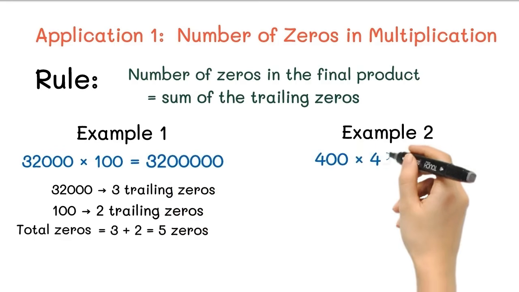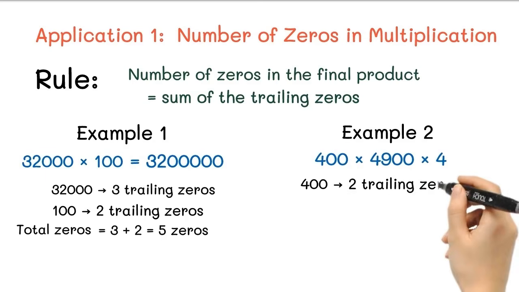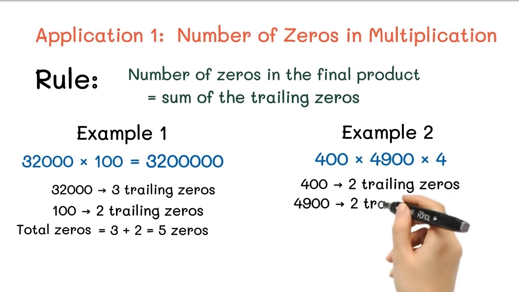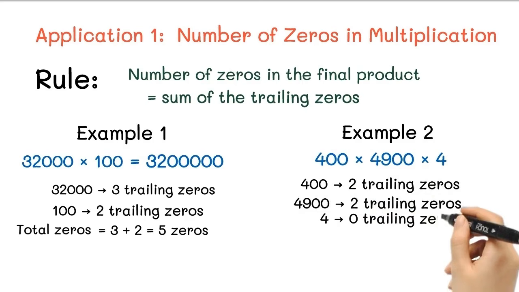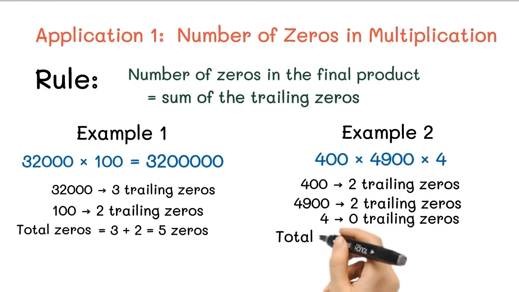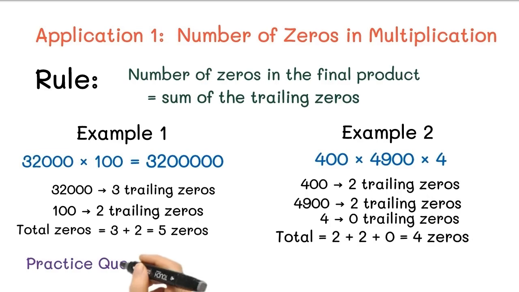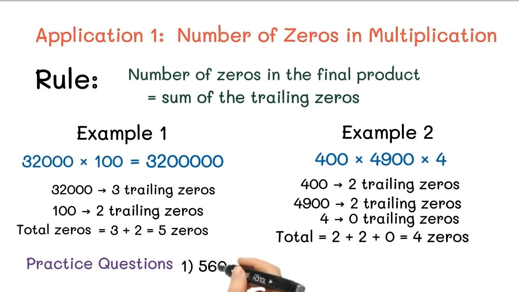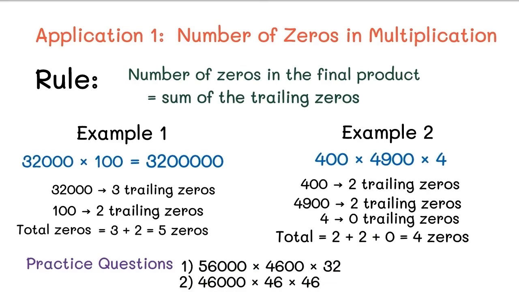Example 2. 400 times 4,900 times 4. 400 gives 2 trailing zeros. 4,900 gives 2 trailing zeros. 4 gives 0 trailing zeros. Total equals 2 plus 2 plus 0 equals 4 zeros. Practice questions for you. 56,000 times 4,600 times 32. 46,000 times 46 times 46. Important, count only trailing zeros.